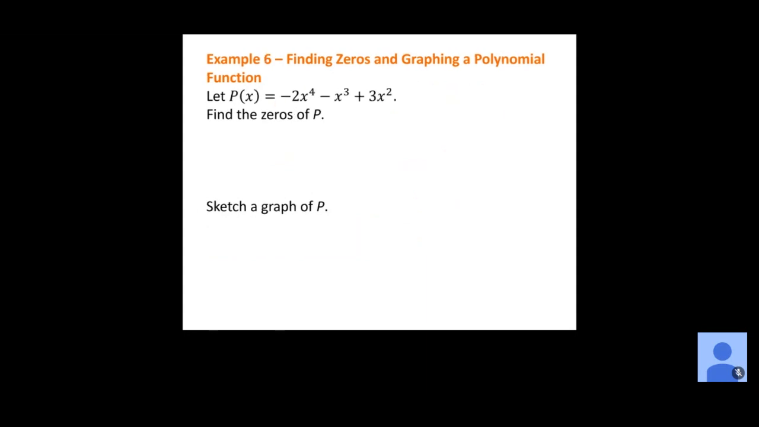All right, so now we have p of x equals -2x to the 4th minus x cubed plus 3x squared. Again, first step, we want to find the zeros. So we need to factor just like we did on the previous one. This time, I have a common factor of x squared. So I'm going to go ahead and bring out the x squared. If I do that, that's going to leave us with a -2x squared, a minus x, and a plus 3.